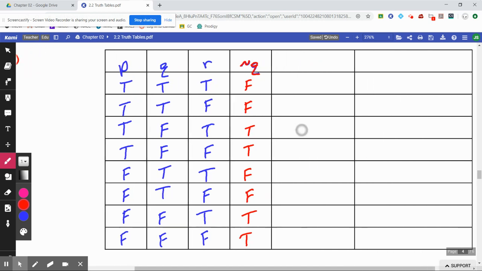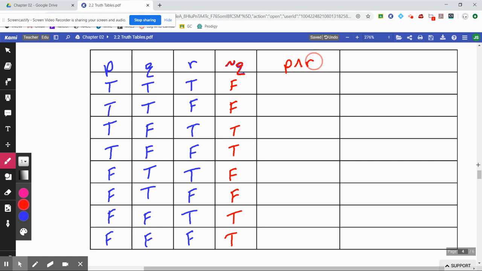Let's do our P and R. With an and statement, they must both be true. So here are my P's and here are my R's. In order for this to be true, they must both be true. So it'd be true here, false there, true, true results in a true, true, false results in a false, false, true results in a false, false, false results in a false. False true would be a false, and false false would also be a false. So most of the time, P and R is going to be false.